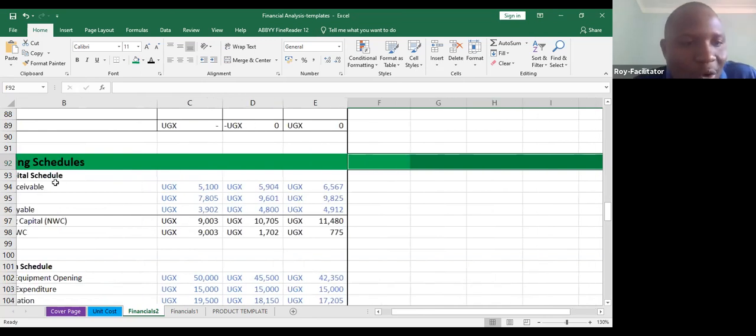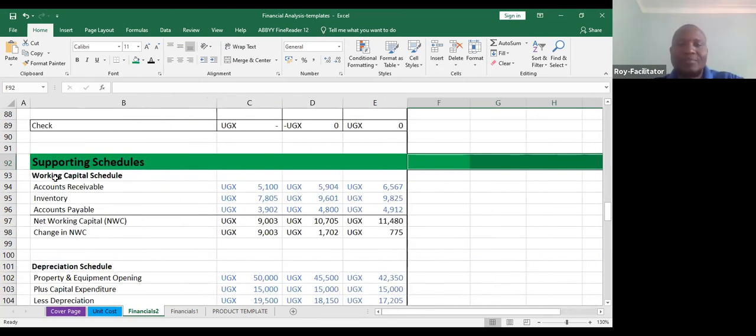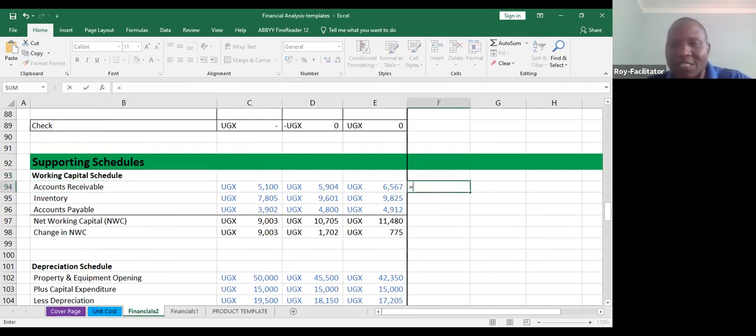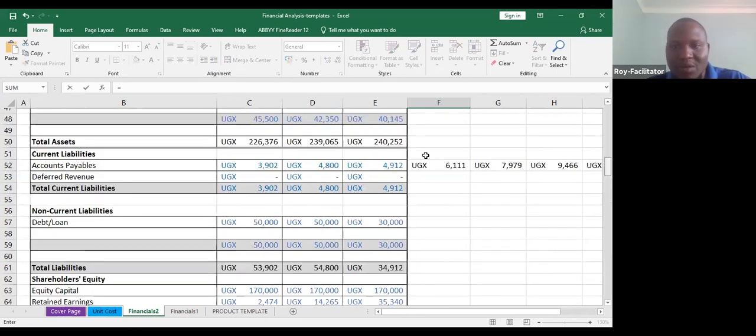Now, one of the things we need to compute is the working capital schedule. How is our working capital in the business? Remember, we have computed accounts receivable up here. So I'll just go and pick the accounts receivable. Where's my accounts receivable? Accounts receivable is here.